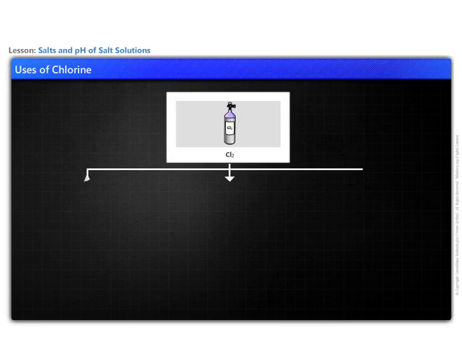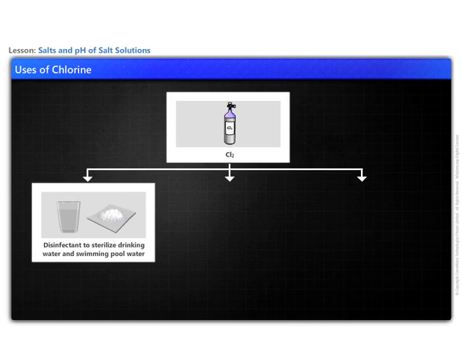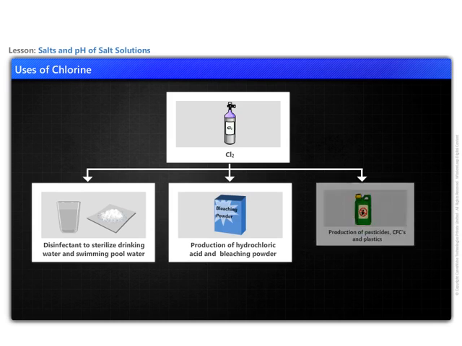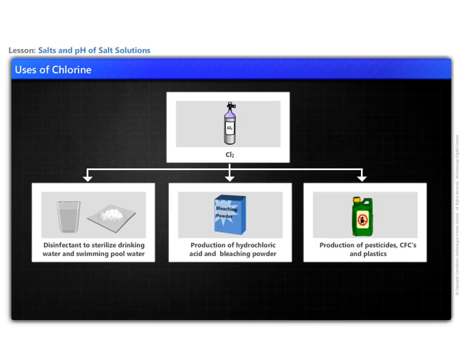Let us look at some of the uses of chlorine. It is used as a disinfectant to sterilize drinking water and swimming pool water. It is used in the production of hydrochloric acid and bleaching powder. It is also used in the production of pesticides, CFCs and plastics.